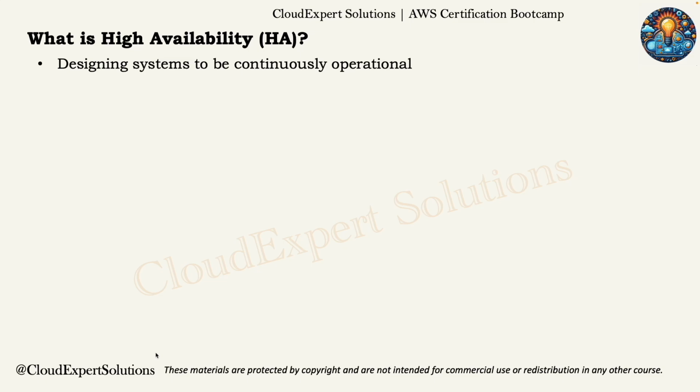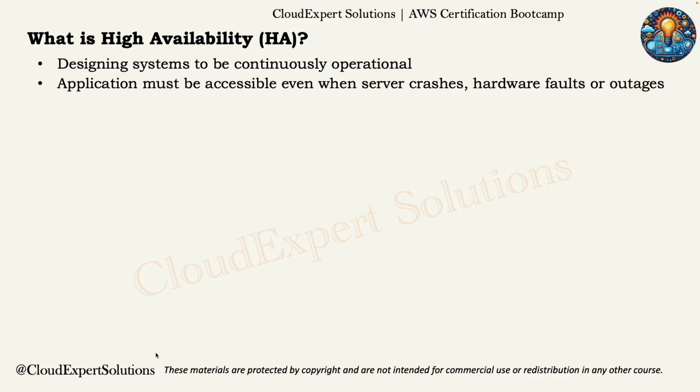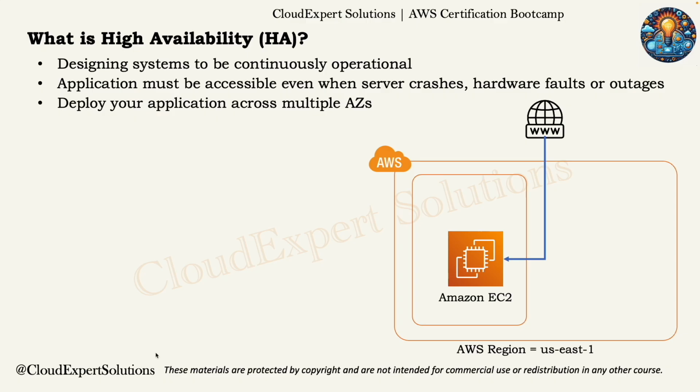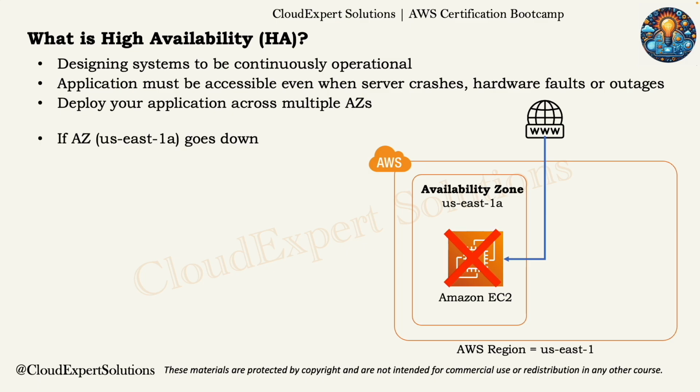High availability means designing systems to be continuously operational and accessible with minimal downtime, even in the event of failures like server crashes, hardware faults, or availability zone outages. In AWS, this often involves deploying your application across multiple availability zones. Let's assume you have a web application running on an EC2 instance in one of the availability zones, which is US-EAST-1A. If that availability zone goes down, your application becomes unavailable.